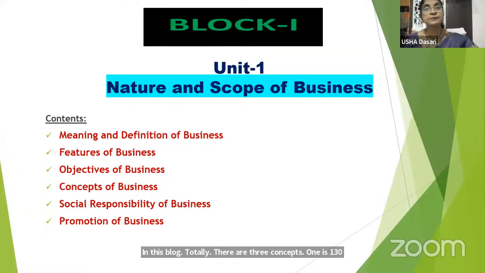Totally there are 3 concepts, meaning totally there are 3 units. Unit number 1 discusses the nature and scope of business, unit number 2 discusses the social responsibility of business, and unit number 3 discusses the promotion of business. So these are the contents that we are going to discuss here.